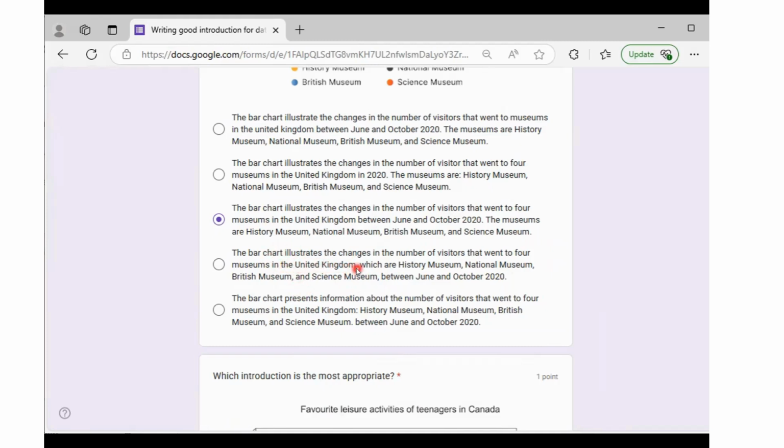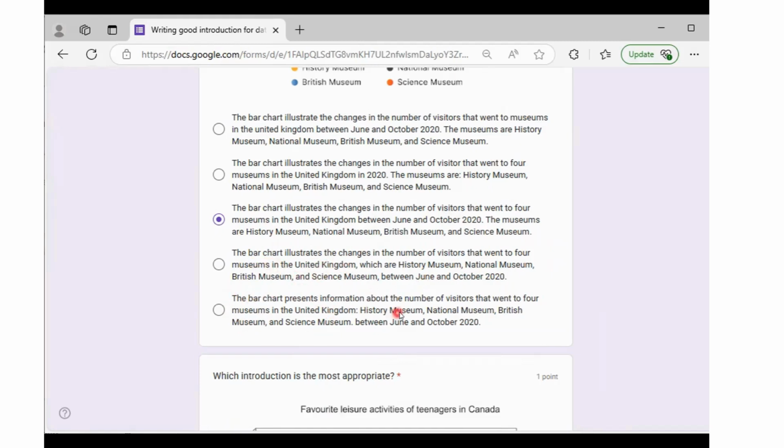The United Kingdom, which are, he's telling us that the United Kingdom is History Museum, United Kingdom is National Museum, United Kingdom is British. That's why it's sounding awkward. That's how this thing sounds. By putting a comma and putting "which are," what you're basically saying is that what? The United Kingdom is History Museum, the United Kingdom is National Museum. That's not what is on the graph. That's why I'm saying that it's awkward. Okay, so option D is not appropriate.